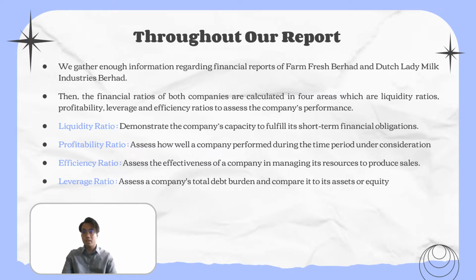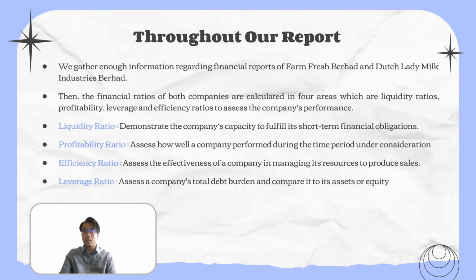Now, we can calculate the financial ratios that are divided into 4 areas, which are the liquidity ratios, the profitability ratios, the leverage ratios, and the efficiency ratios. Each of these ratios will indicate whether the company has good or bad performance in a certain area. Like the first one, the liquidity ratio demonstrates a company's capacity to fulfill its short-term financial obligations, whether the business has the funds necessary to pay its creditors on time.